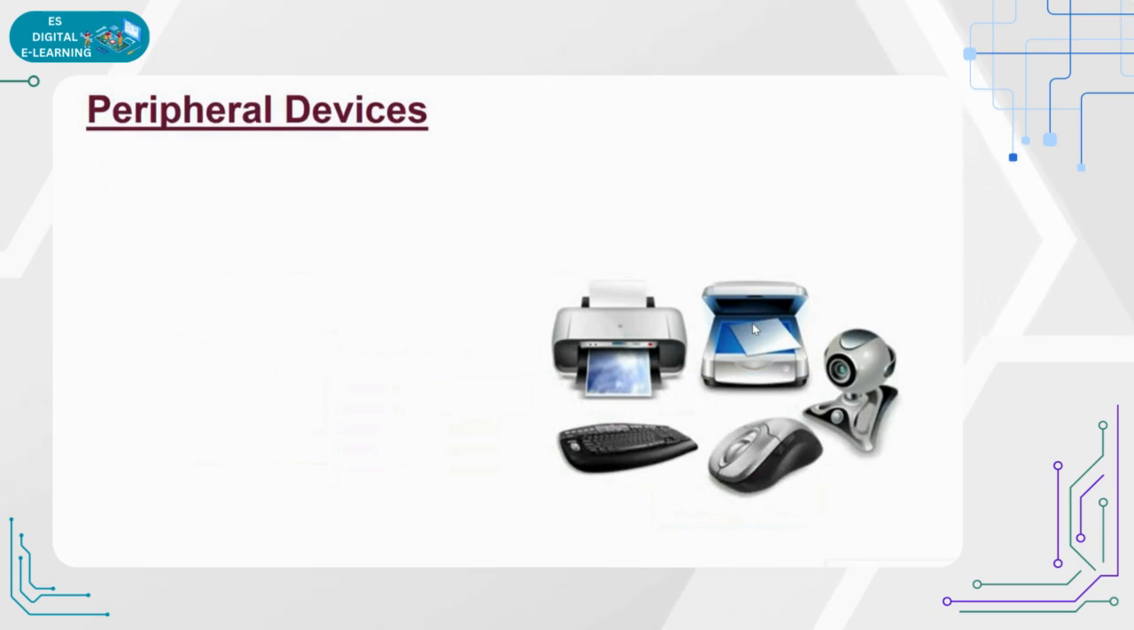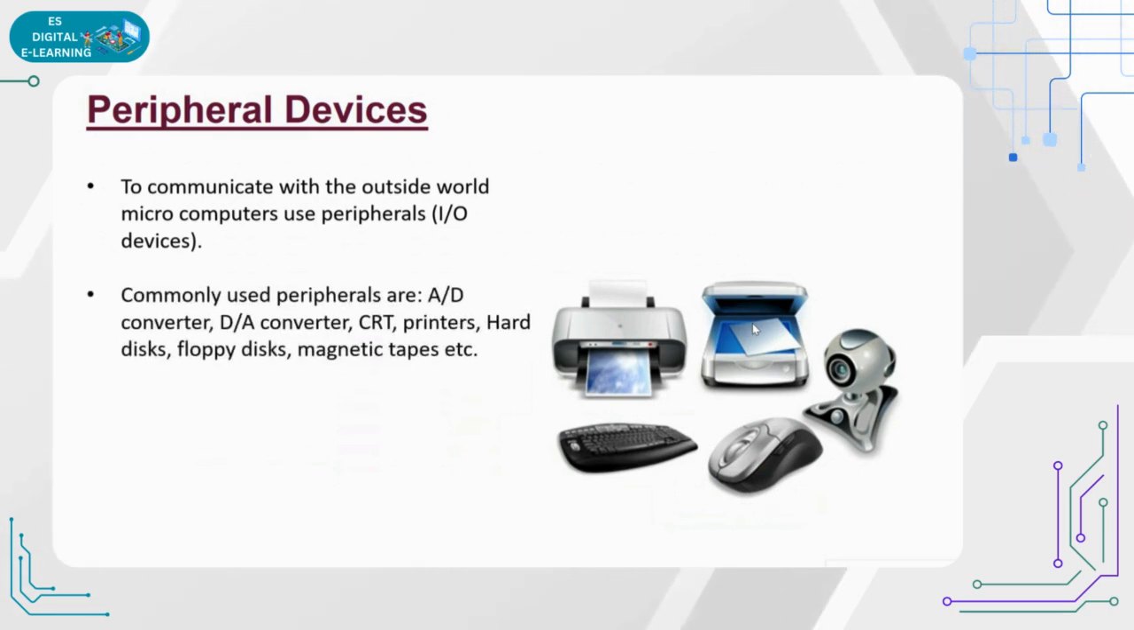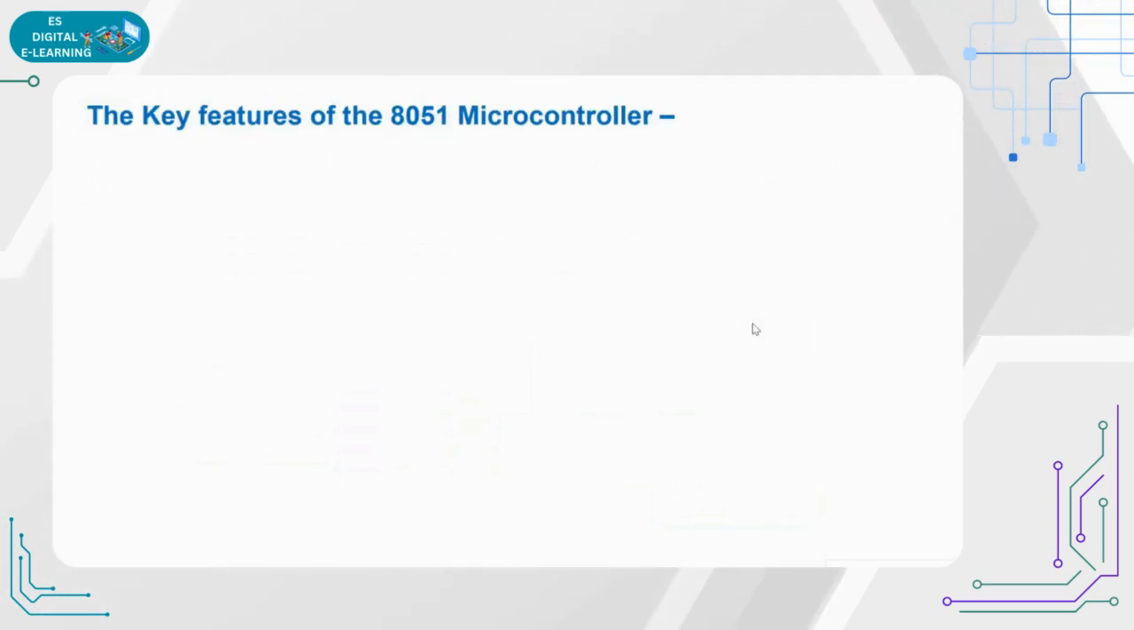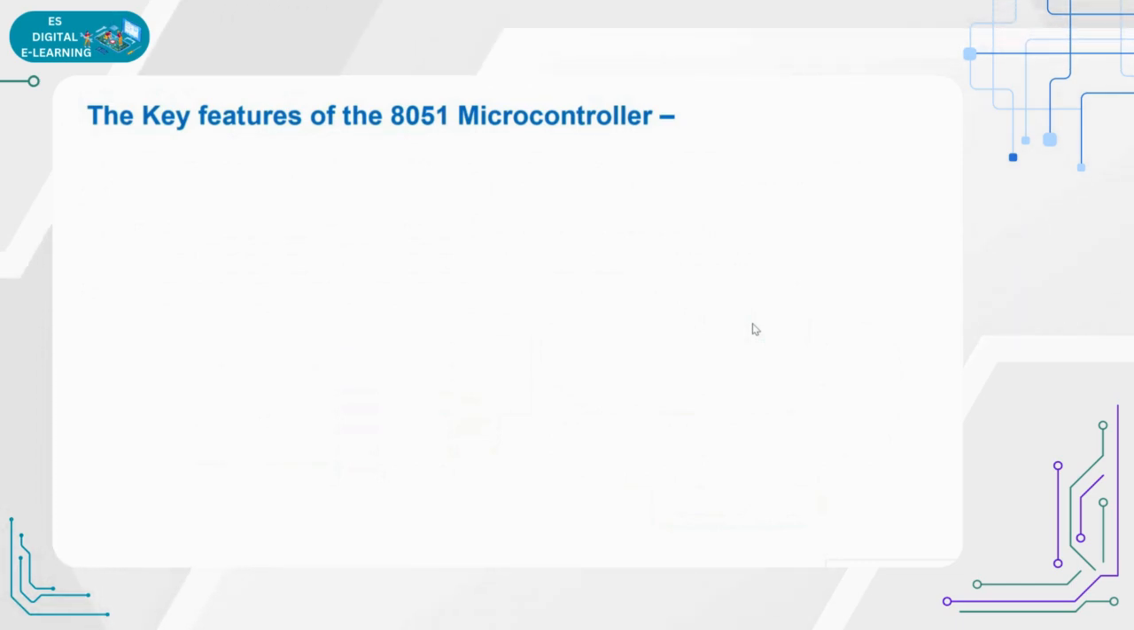Next, the peripheral devices which we connect to the computer system, or similarly configure to the microcontroller, to make the IOs, like input and output devices. Commonly, peripheral devices are analog converters, digital converters, the clock, printers, hard disk, and so on. There are many peripheral devices which we are able to configure externally to the devices.